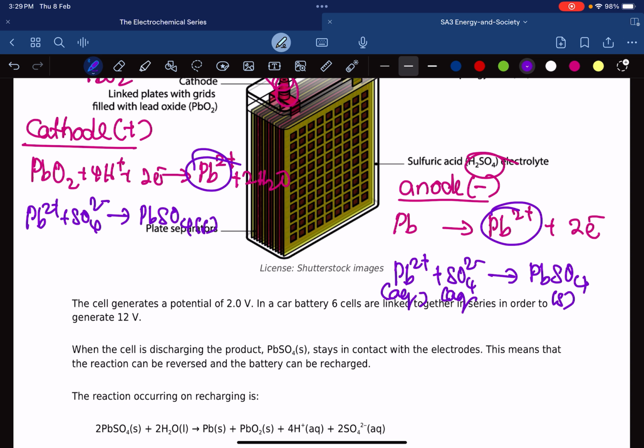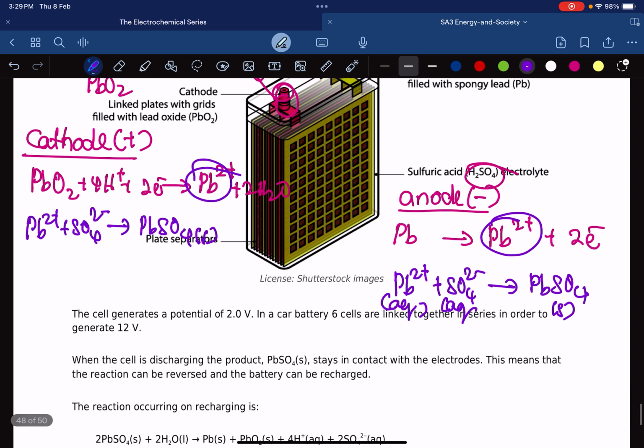But when your car battery goes dead, it dies, what we do is recharging. Just like your handphone, we do recharging. During recharge, basically what happens is very, very easy. We just reverse all of the reactions that have taken place. So, for example, let's say this was the reaction that took place here. We reverse it, we just write it in reverse.